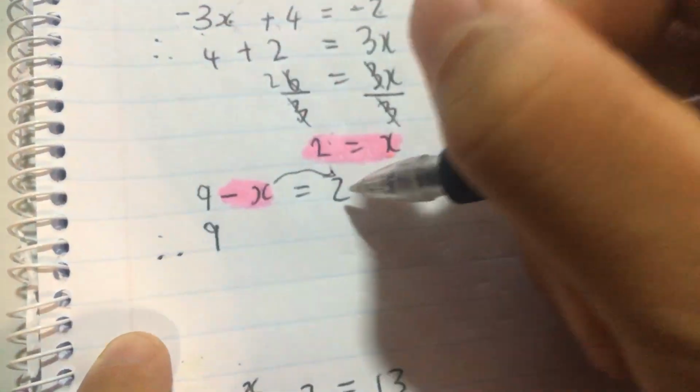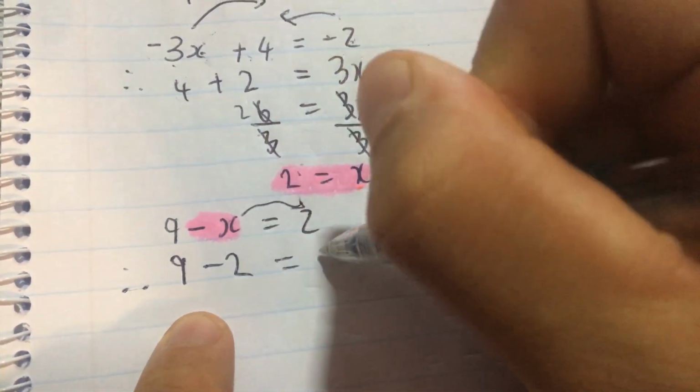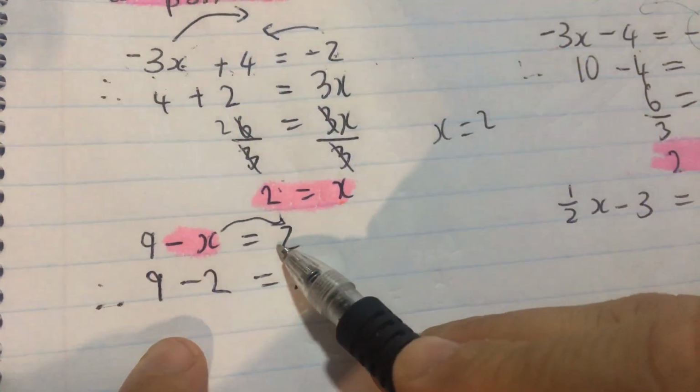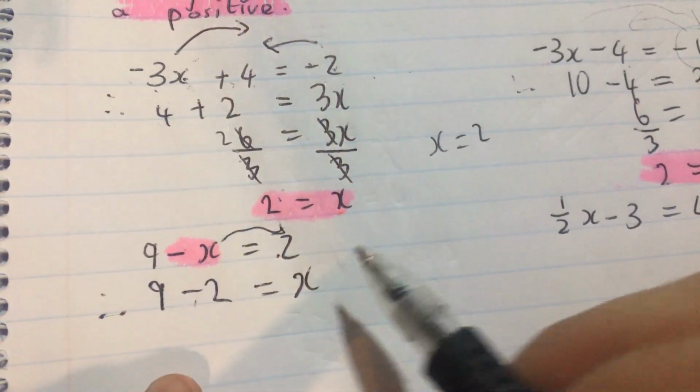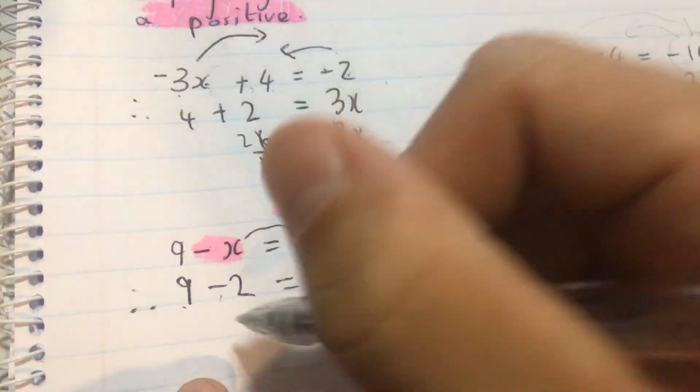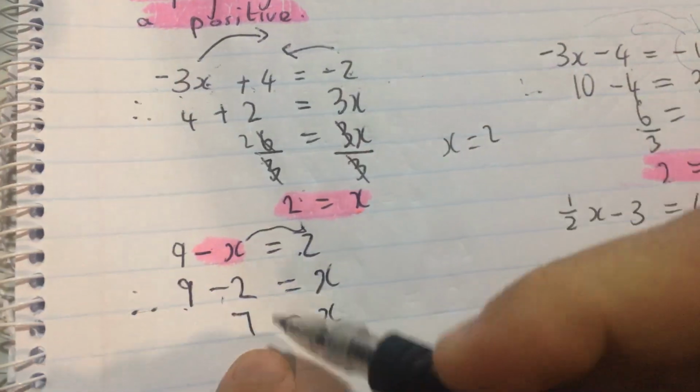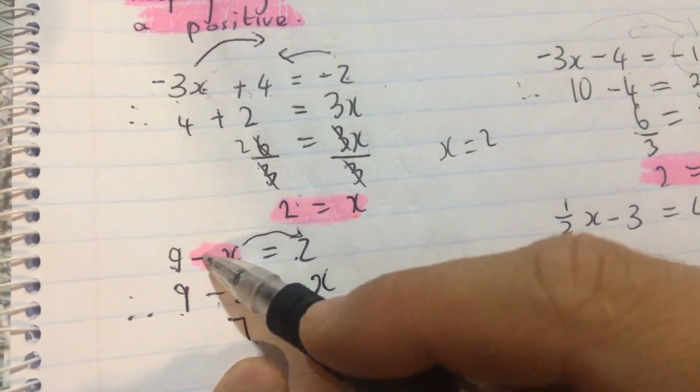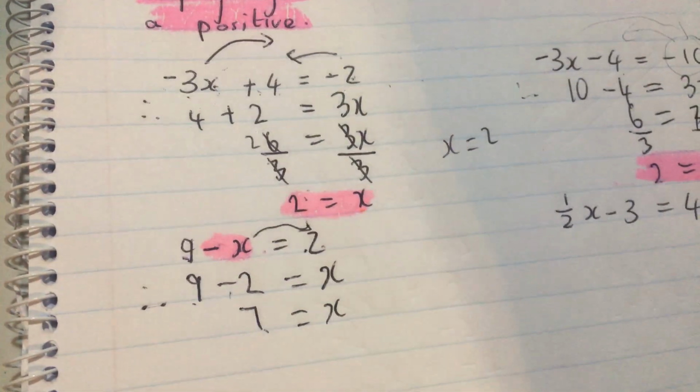So I'll have 9 minus 2 is equal to x. Because it was a positive 2, it went over, it became minus 2. And what's 9 minus 2? 7 is equal to x. Take the 7, put it in here. 9 minus 7 gives me 2. Okay, here's a hard one, the last one.